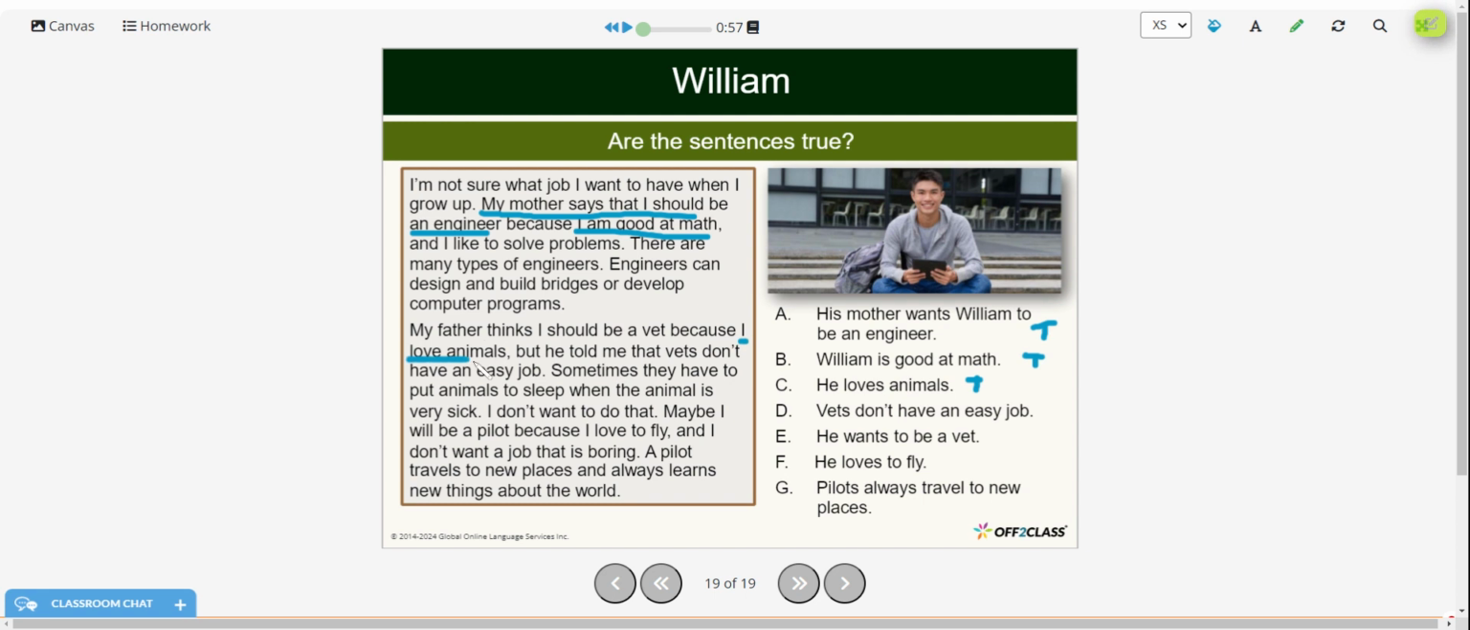I love animals. Vets don't have an easy job. That's true. He says that right here. Vets don't have an easy job. He wants to be a vet. False, because he said he didn't want to have to put animals to sleep. He loves to fly. That's true. He says that right here. And pilots always travel to new places. That is true.